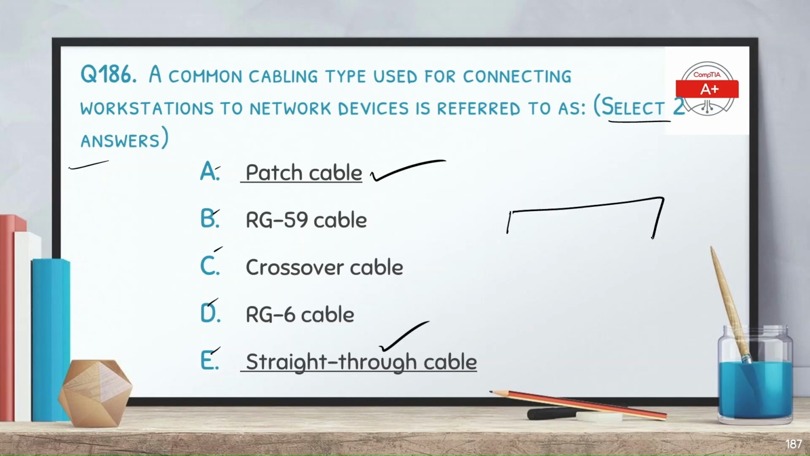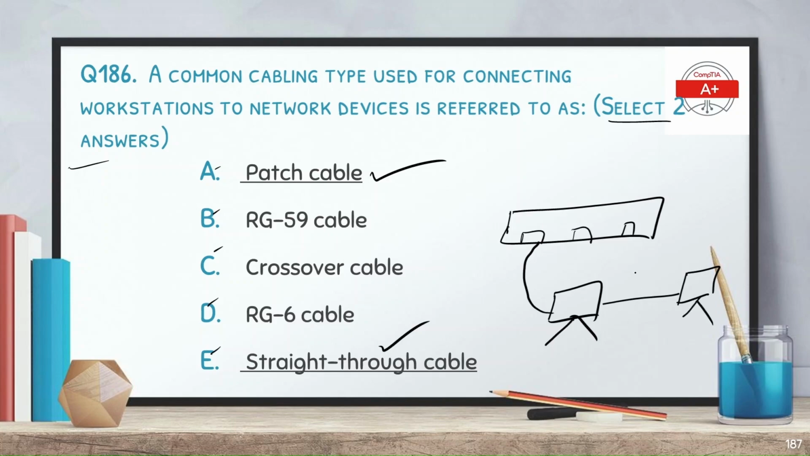So when you connect, let's suppose this is a network switch, these are, let's suppose, ports, and here you have a PC. When you connect this PC to this switch, then this cable is known as patch cable and straight through cable. And if we connect two systems, let's suppose two PCs together, then this cable is known as crossover cable. And the name is again the same, the patch cable.